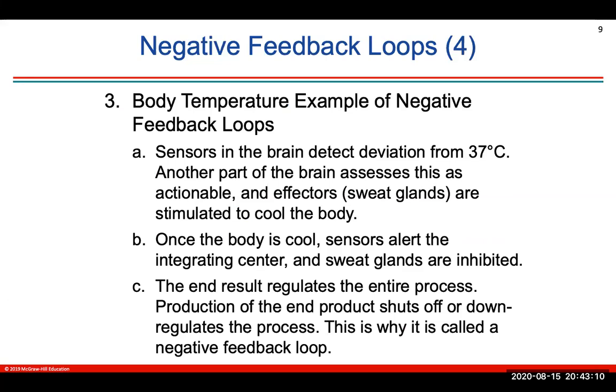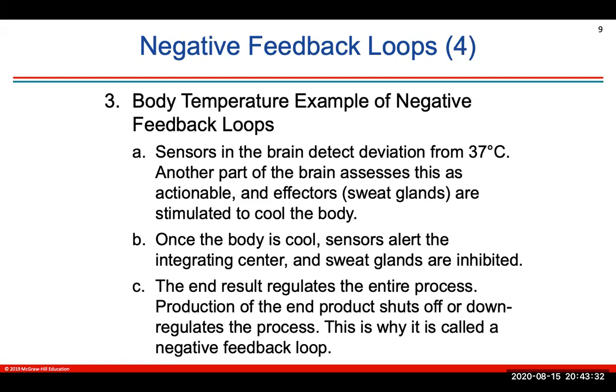Body temperature is an example of a negative feedback loop. Sensors in the brain will detect any sort of deviation from 37 degrees Celsius, which is 98.6 degrees Fahrenheit. Another part of the brain will assess this as actionable, meaning we have to do something to change this. And effectors, your sweat glands, are stimulated to cool the body.